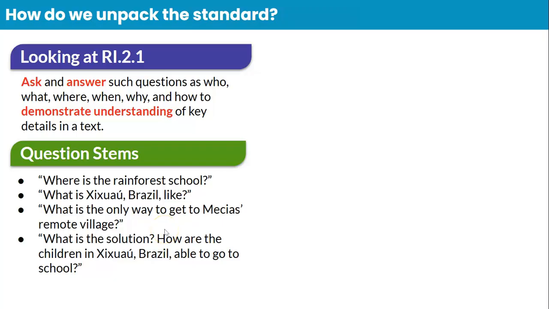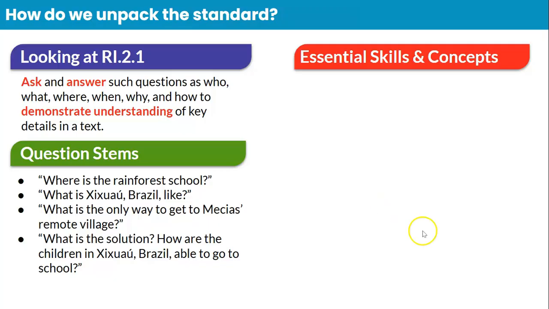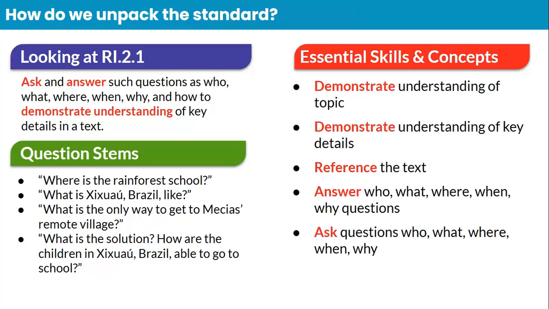Question stems from the Close Read Aloud Guide and Note Catcher include: Where is the rainforest school? What is the solution? How are the children in Xixua, Brazil, able to go to school? Essential skills for this standard include: demonstrate understanding of key details, reference the text, and answer who, what, when, where, why, and how questions about the text.